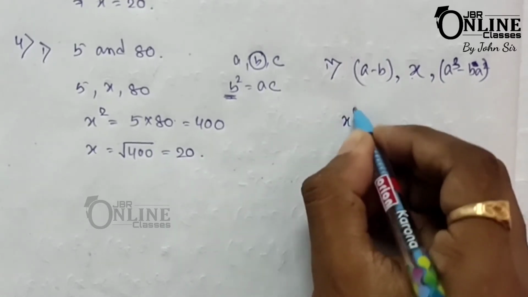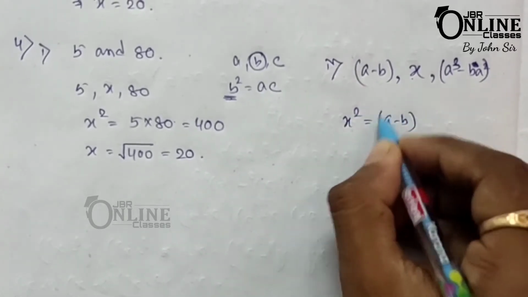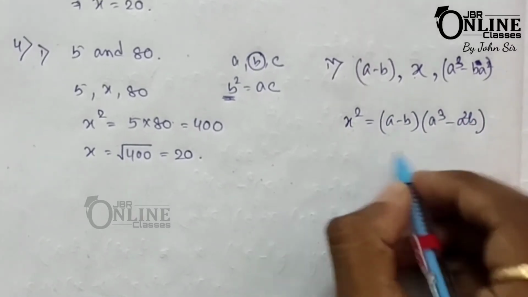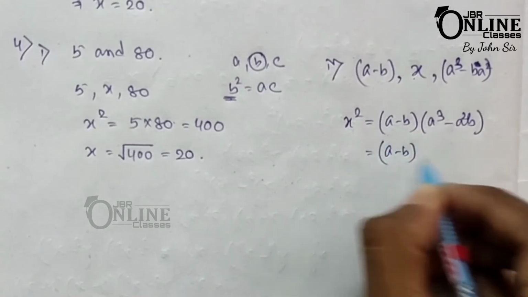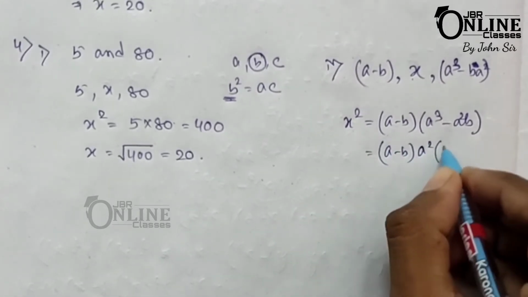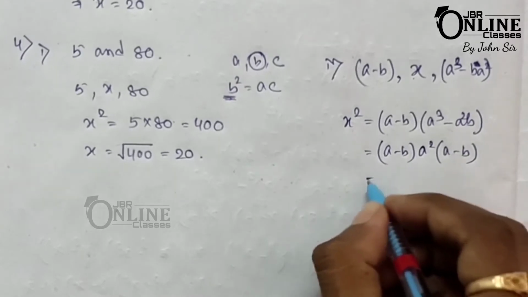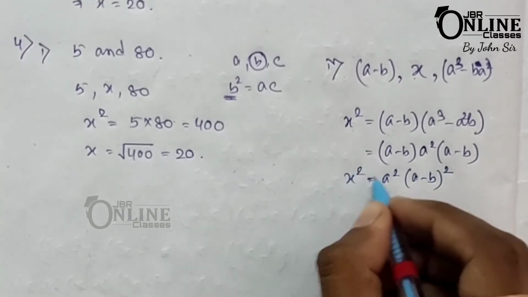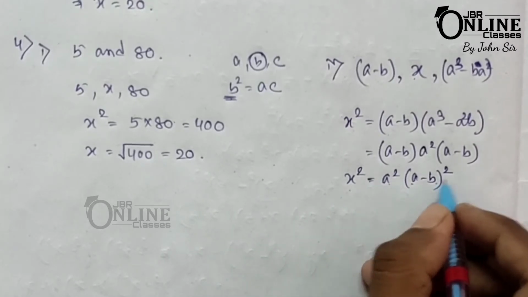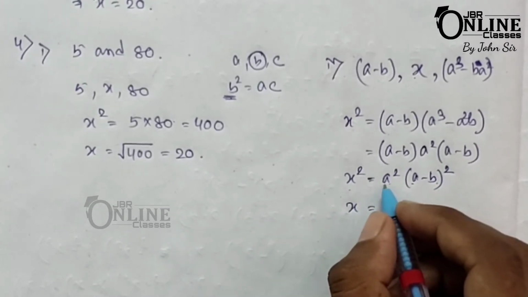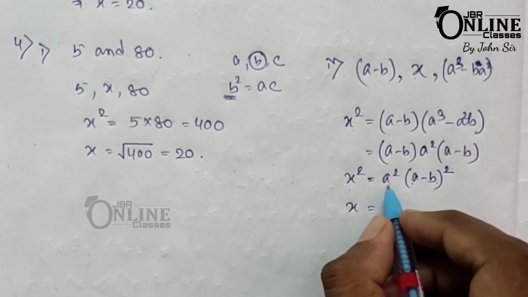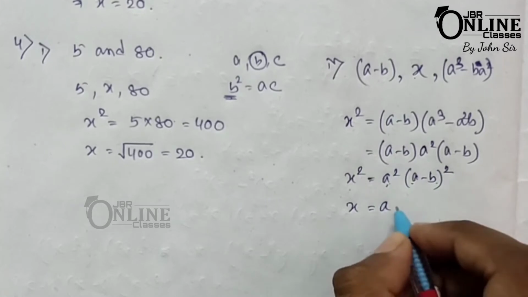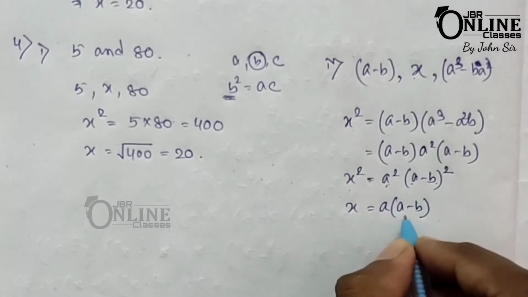So here x square equals a minus b into a cube minus a square b. So here a minus b, and if a square is taken common, then it will also be a minus b. So finally a square into a minus b whole square. Now x square equals a square into a minus b whole square, then x equals square root of this term. So square root of a square equals a, and square root of a minus b whole square equals a minus b. So that is the final answer.